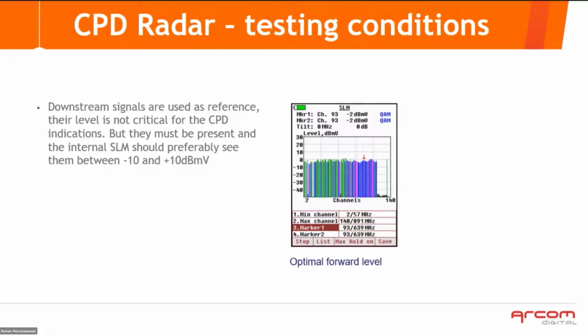When checking connectivity, you can verify with existing SLM the forward signal level. Forward signal level is not that important for the levels displayed as a CPD peak, but this reference should be between -10 and +15 dBmV.